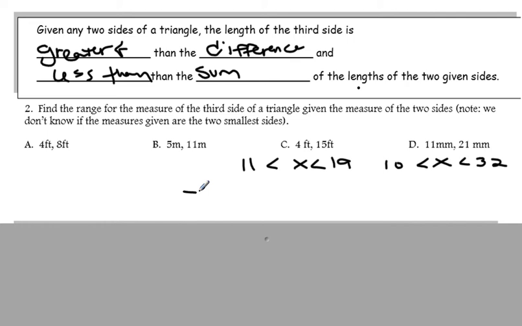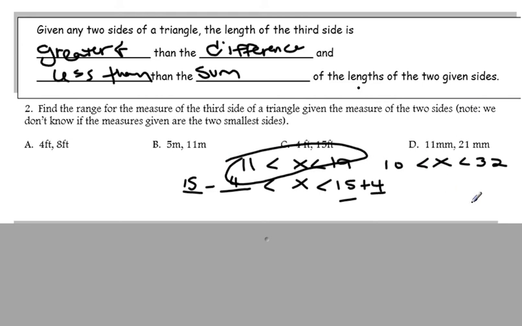So we take the difference, 15 minus 4, and that third side has to be greater than the difference. It also has to be less than the sum, 15 plus 4. And that's how we get this. And then on letter D, the third side has to be greater than the difference, so 21 minus 11, and it has to be less than the sum, 11 plus 21. That's how we get this.